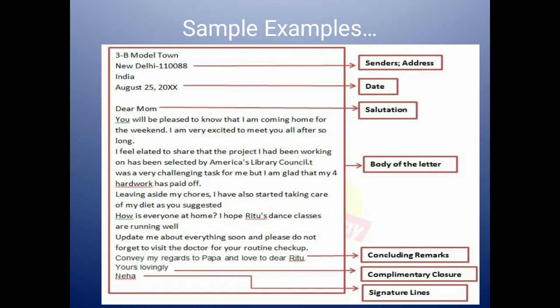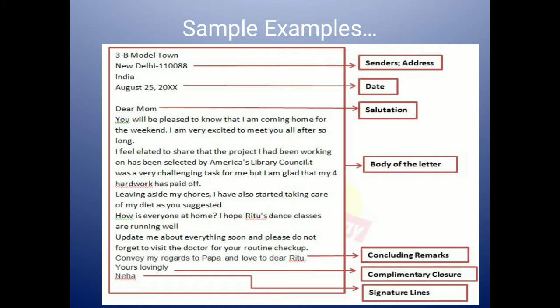The next part is the date. Just below the address, we need to write the date. This allows the reader to have a reference as to when the letter was written. He can then relate better to the contents of the letter. So here it is very necessary to mention the date.